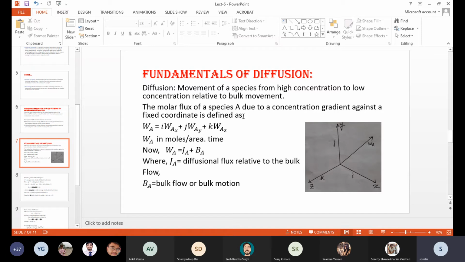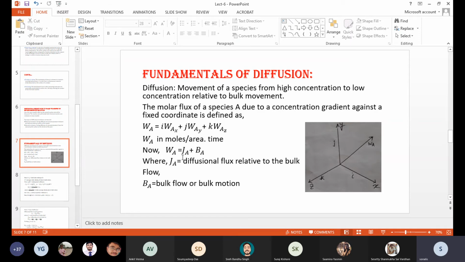The molar flux of a species A due to a concentration gradient against a fixed coordinate is defined as, look at this, this is the 3 coordinate system x, y, z, and if a molecule is traveling this way, WA, this is the molar flux of A, we can divide it as i WAx, j WAy, k WAz, where i, j, k are the unit vectors. So this way we can split the molar flux into 3 coordinates. WA is moles per area time, that is the flux.